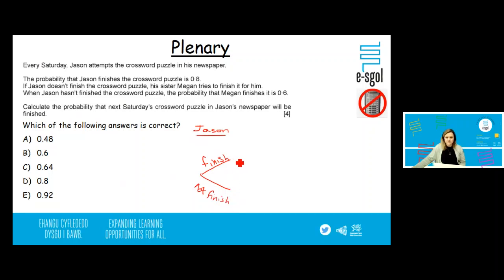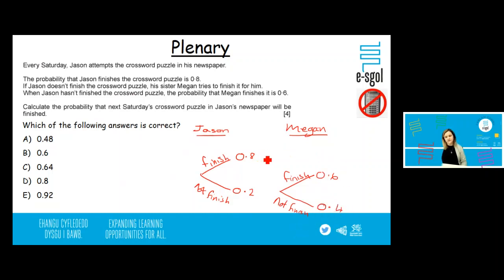And we are told that if he finishes it, it's 0.8 is his probability, which means that it's 0.2 then for not finishing. If you then carry on reading, it says if Jason did not finish the crossword, his sister Megan, so I'm now going to label my right-hand side as Megan, so if he didn't finish it, Megan then finishes the crossword and that probability is 0.6. Okay, so let's label it as finish and not finish again. But this time the probability is 0.6, which means obviously 0.4 down on that bottom section there.